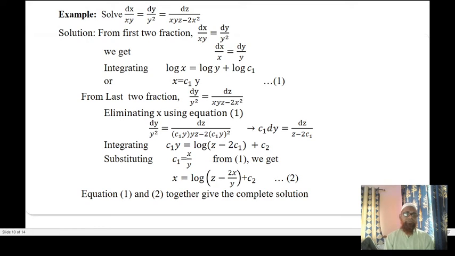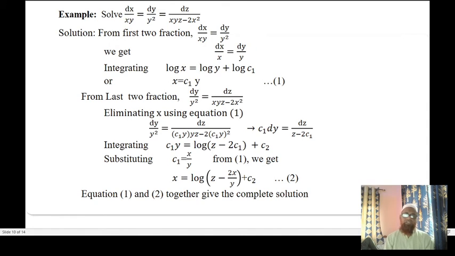So in this example, observe: solve dx by xy equal to dy by y square equal to dz by xyz minus 2x square. From the first two fractions, dx by xy equal to dy by y square, and y cancels, so we get dx by x equal to dy by y. Integrating, log x equal to log y plus log of c1. So simplifying, x equal to c1y, equation 1.